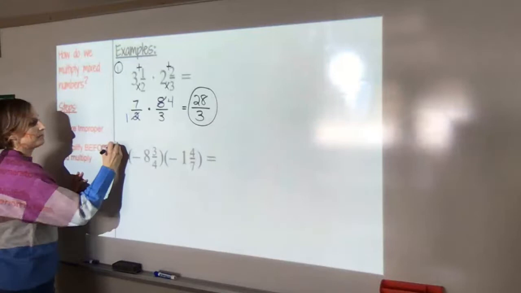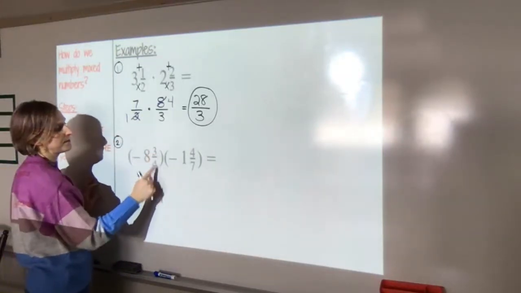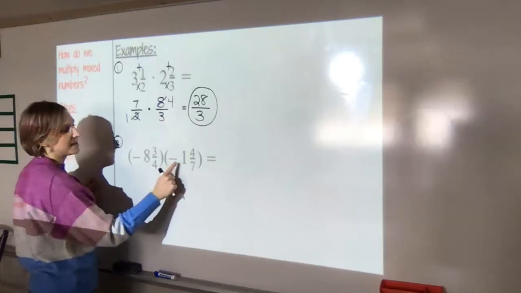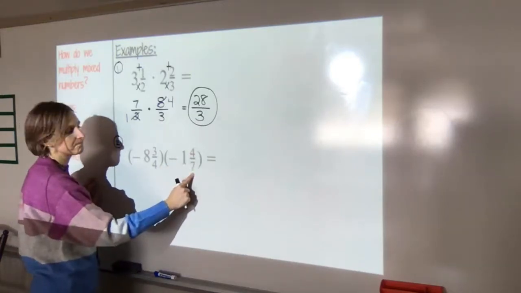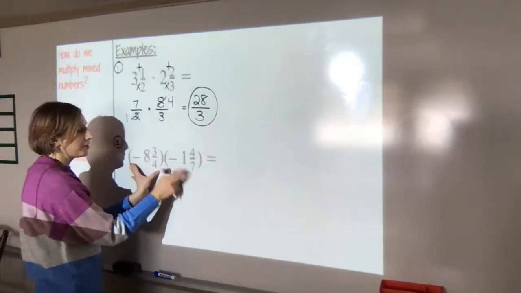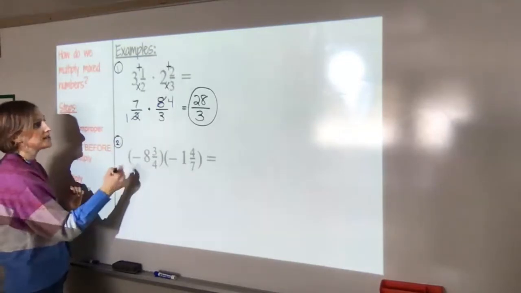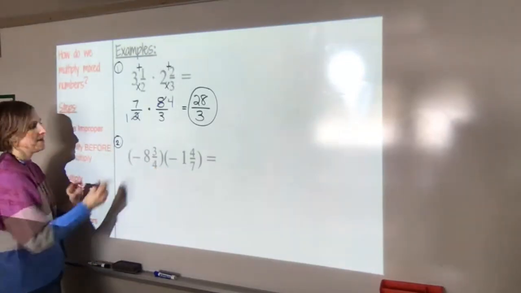Go to the next example. This is example 2. Negative 8 3/4 times negative 1 4/7. Notice the parentheses here are isolating the negative and they're representing that invisible multiplication in there. Notice I have negatives this time. I'm going to circle those.